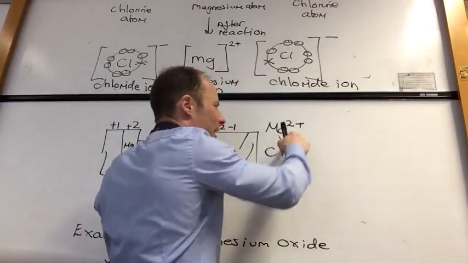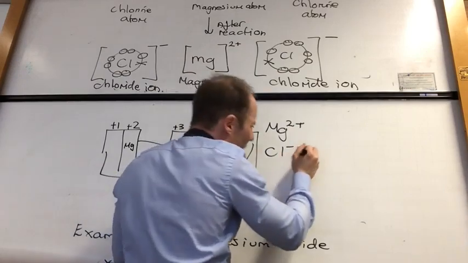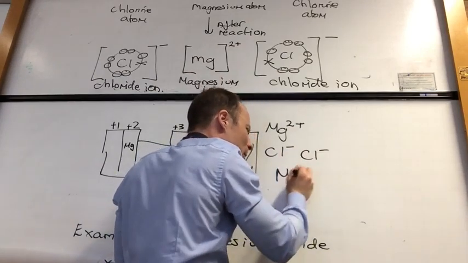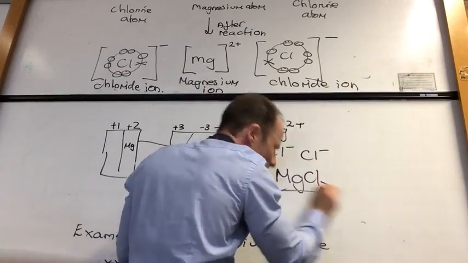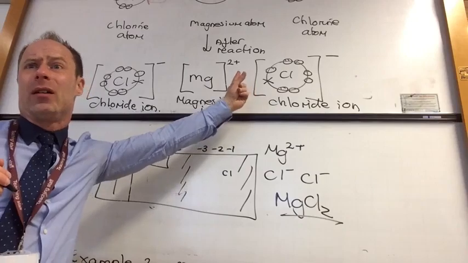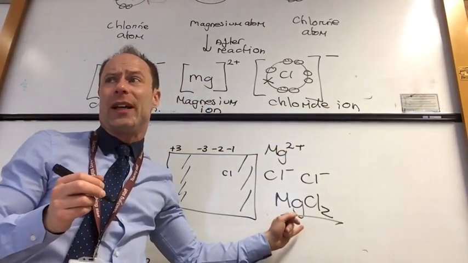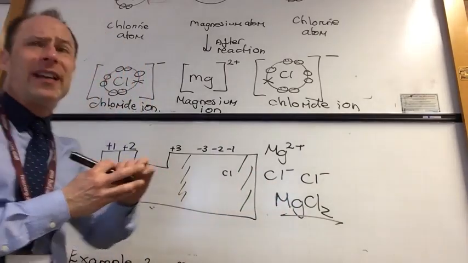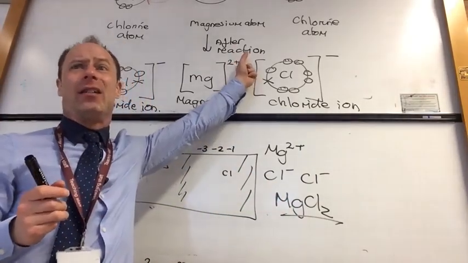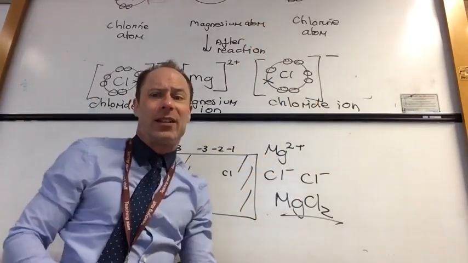So we would have counted up: I've got 2 pluses, 1 minus. So how many of these do I need? 2. I need another one of those. So my formula is MgCl2, which is what we just worked out here. So this bit we've done before. We've been doing that for the last few weeks. I've now shown you how I get to that. So I've now gone through why we get to this stage.